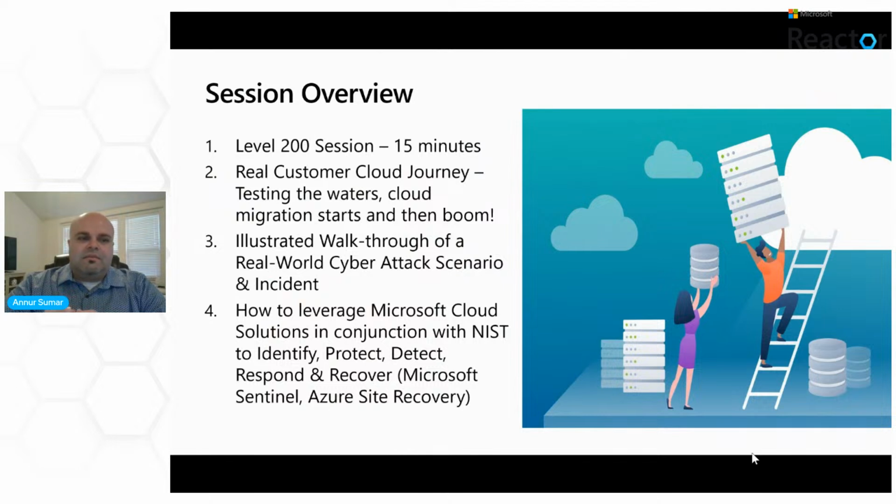It's going to cover a real customer case study and a cloud journey where a customer put in security, unfortunately, as an afterthought into the cloud migration strategy and started testing waters and got compromised as a part of the process. So we'll have an illustrated attack chain walkthrough of what the cyber attack scenario was and how the incident unfolded, and then how you can use Microsoft Cloud Solutions and security solutions in conjunction with NIST to be able to quickly recover, respond, and identify, protect, detect, and respond and recover.